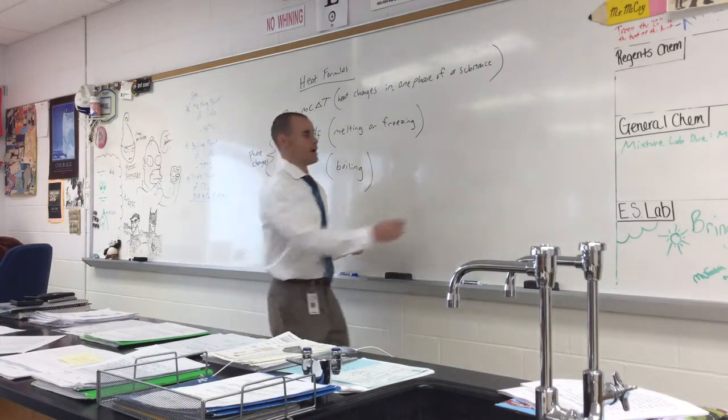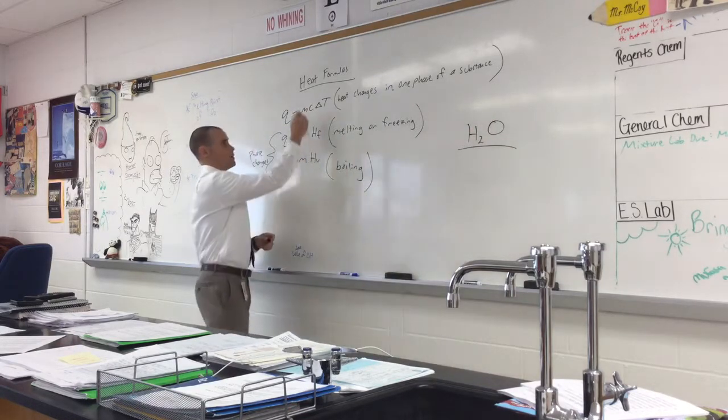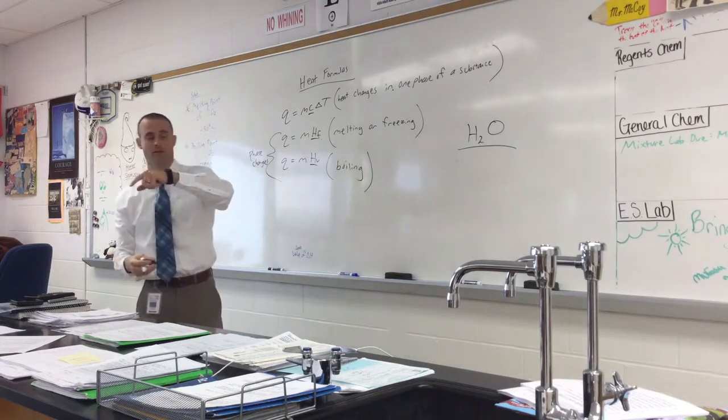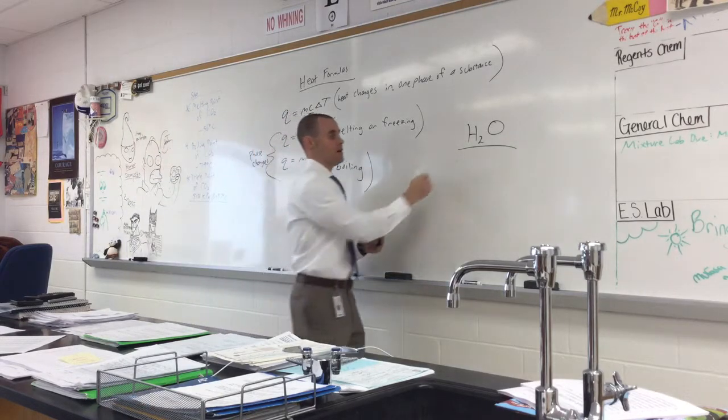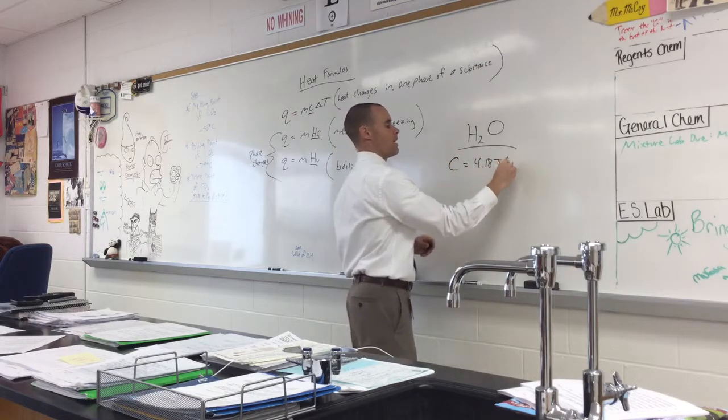Last thing I want to write down is the numbers or the values for these things. I'm going to tell you what C, HF, and HV are. We're going to write them down, but they're on your reference tables. And I just want to talk about them a little bit. So the specific heat of water is 4.18 joules per gram Kelvin.